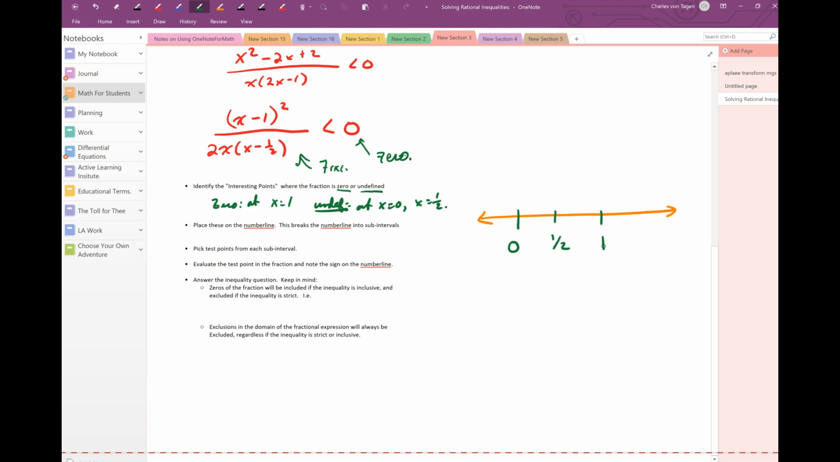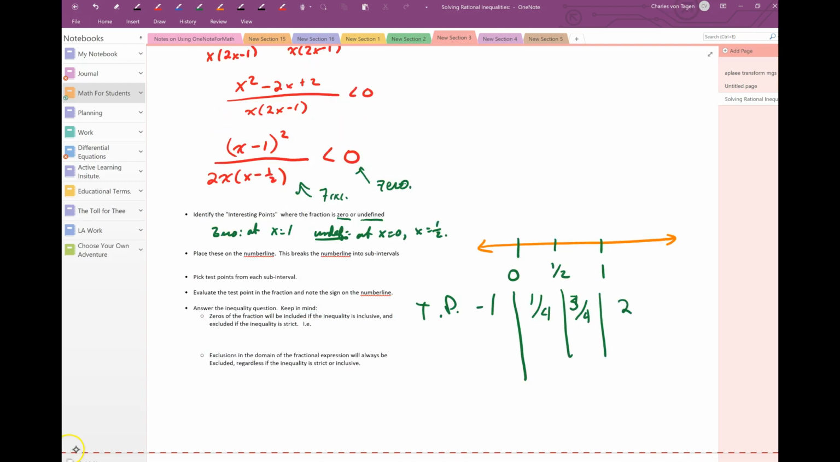And what do we do? Well, the next thing we do is we pick test points. Okay, I can do that. So we need some test points here. Let's take -1, let's take 1/4, let's take 3/4, and let's take 2. And we're going to plug them into this inequality. So we're plugging each one of these test points into the original fraction, and all we're doing is determining the sign.